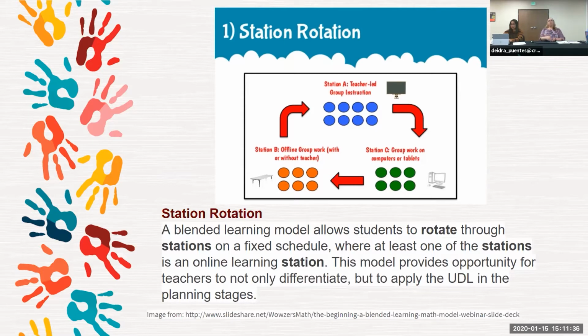So the first one was just face-to-face and electronic, but the station rotation allows for students to rotate through different stations on a fixed schedule, where at least one of the stations is an online learning station. This model provides opportunity for teachers to not only differentiate, but to apply UDL in the planning stages. So as they plan those stations, they can consider each of the students' strengths and weaknesses to determine how they will be able to access the curriculum in each of those.